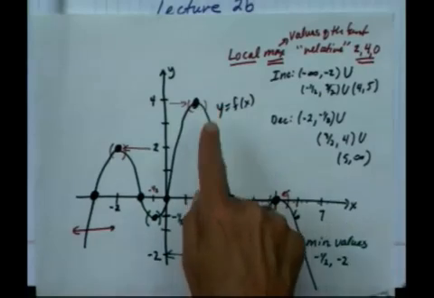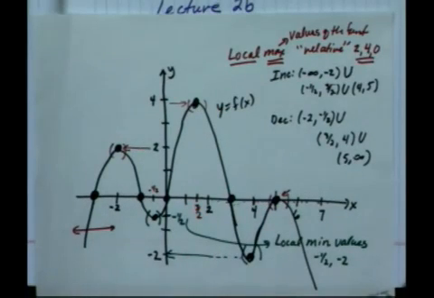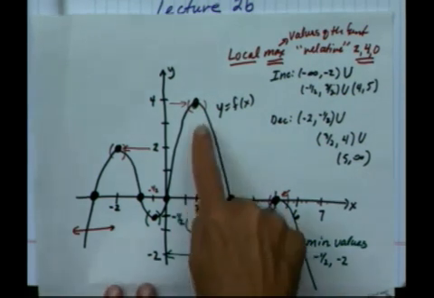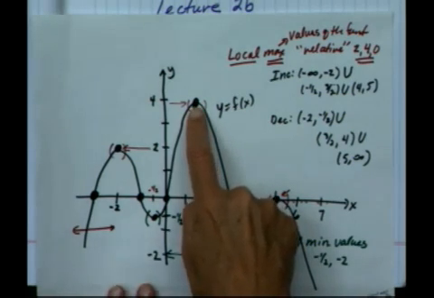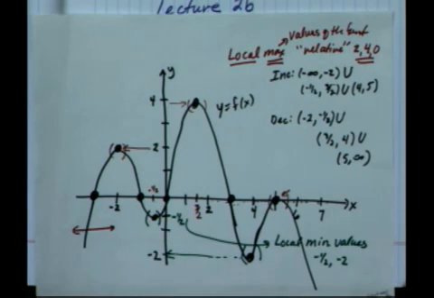Now your book does not ask this question, but it is asked in calculus. So you can use your common sense. If I said to you, what is the absolute maximum value of this function, what would you say? 4. Because 4 is absolutely the biggest y value there is. In calculus, sometimes you'll be asked this. You can also have an absolute at an endpoint, but you can worry about that in calculus.